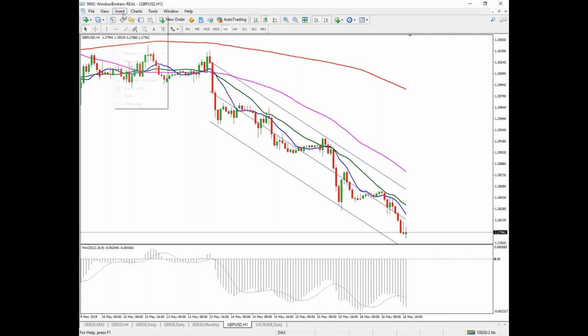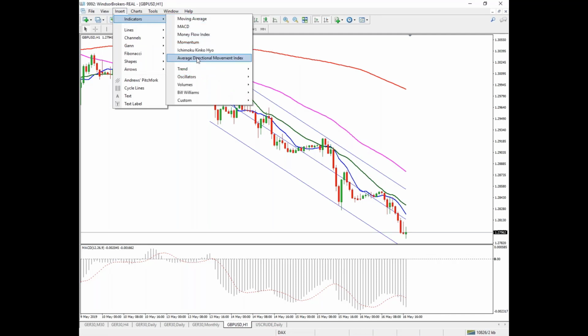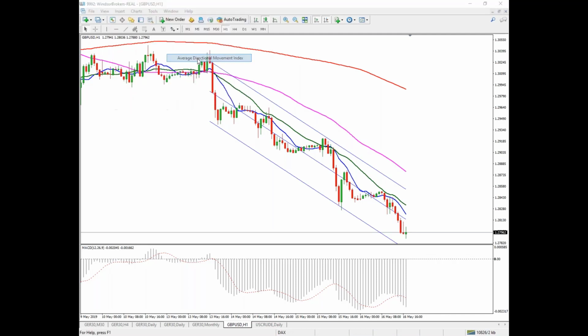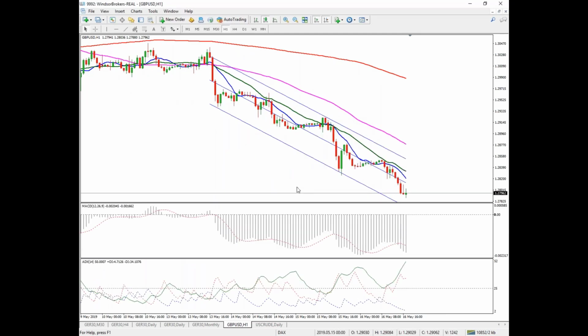We can put the average directional index also. So we will see how this works. This is also bearish because we have a positive and negative line, and they are moving above this dotted line. So when the red one is above the dotted line, it points to a downtrend, and this green line points to the strength of the move. So we can see it's in steep ascent.